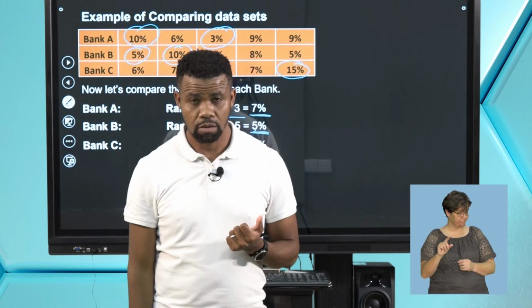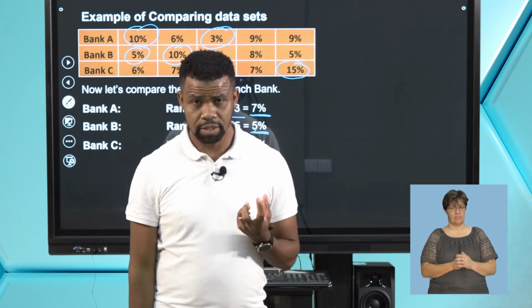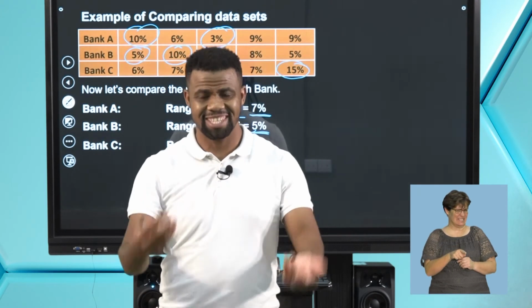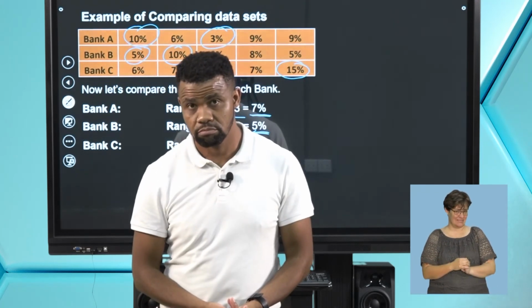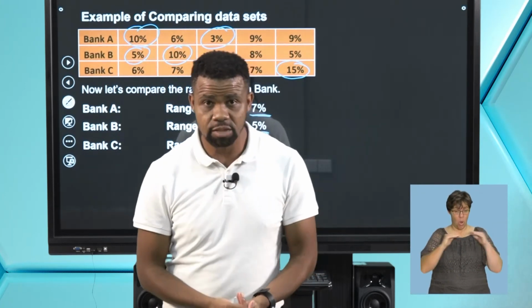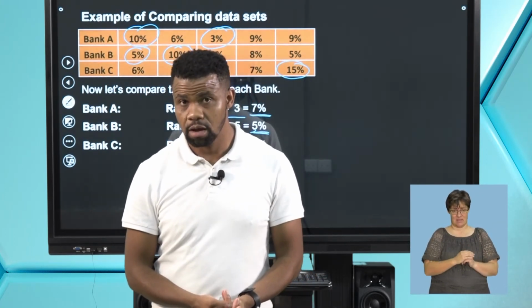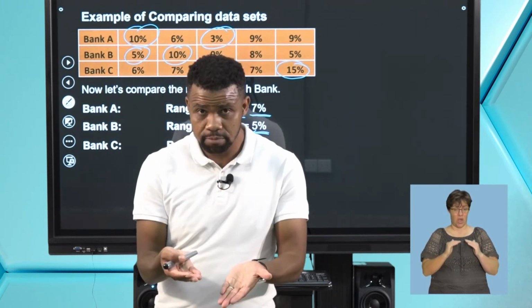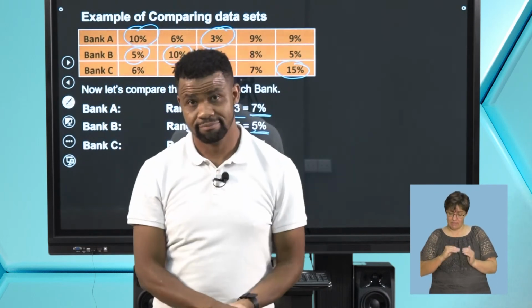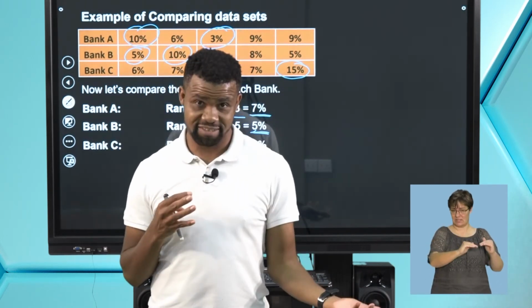Interesting. What does that mean? If you look at this, bank C has a high range compared to bank A and B. So that means bank C is not that consistent in terms of returns. The bank which is actually more consistent is bank B. Are you going to go with consistency, or do you want a higher return? Then you make those kinds of decisions.